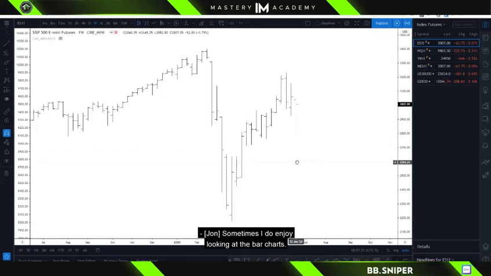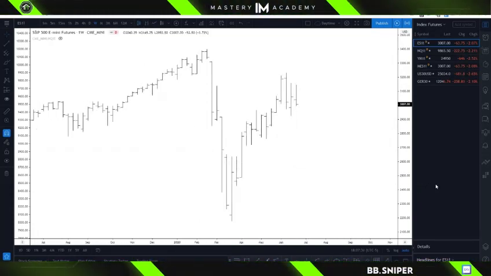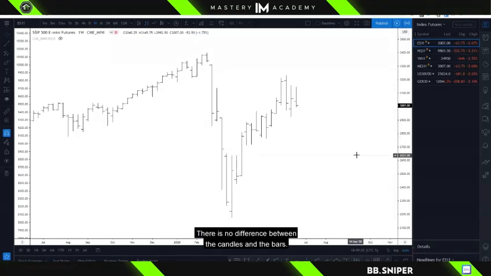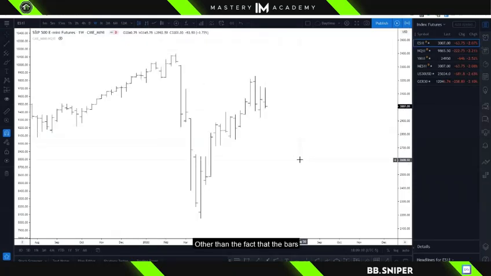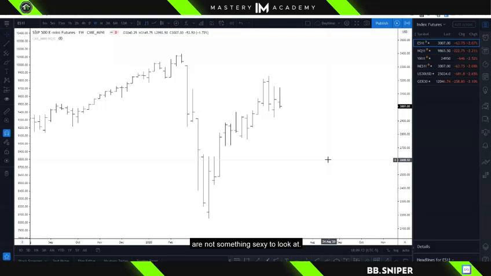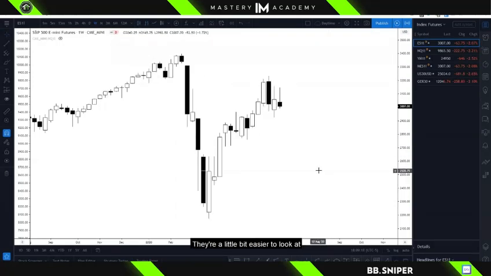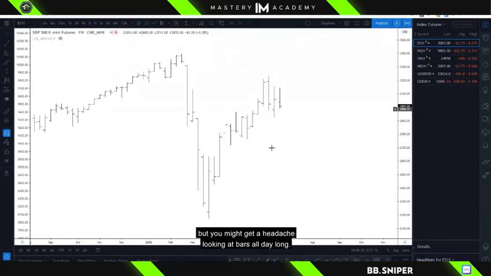Sometimes I do enjoy looking at the bar charts. Okay. There is no difference between the candles and the bars, other than the fact that the bars are not something sexy to look at. They're not appealing to the eye, but candlesticks are, right? They're a little bit easier to look at, and you probably won't get a headache, but you might get a headache looking at bars all day long, right? Because there's no colors and stuff like that. But nonetheless, they give you the exact same information, okay?